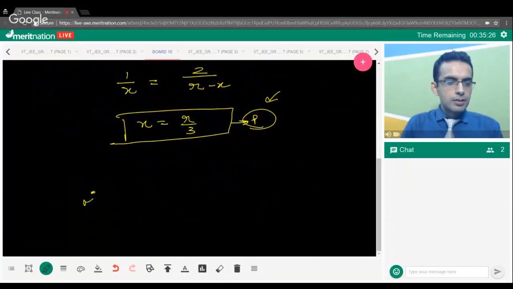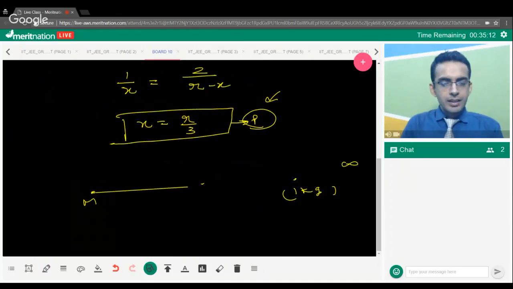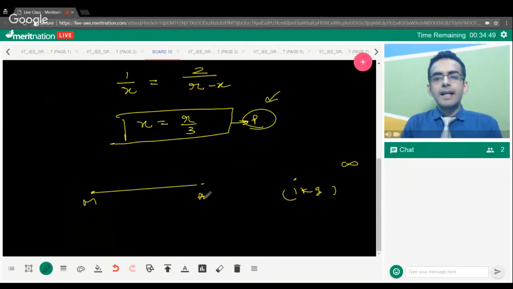Now let's say this is mass capital M, and we are bringing a unit mass, let's say 1 kg, from infinite to a given point. Okay, so be clear about this thing. This concept is very important. Whether you are studying gravitational field or electric field, this concept is very important. So the work done by external force in bringing a unit mass from infinite to given point without any acceleration is known as gravitational potential.